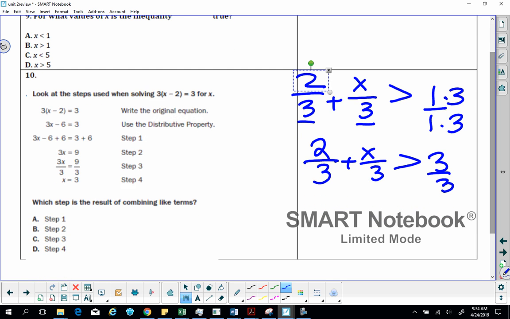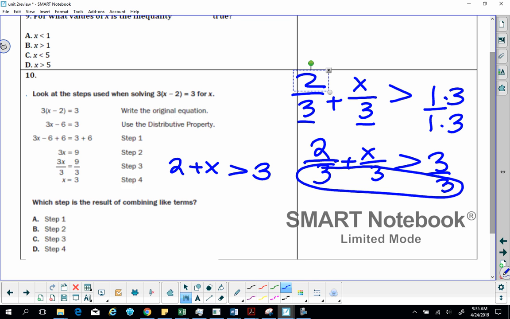If this is something that you didn't get or you didn't understand, write it on your blue paper. Now that all the denominators are the same, see how all the denominators are the same? I can drop the denominator. So now I'm just going to write the same equation, but without the denominators, because once the denominators are the same, I don't need them. So now how do I get 2 to the other side of the equation? Subtract it. And you end up getting x is greater than 1.